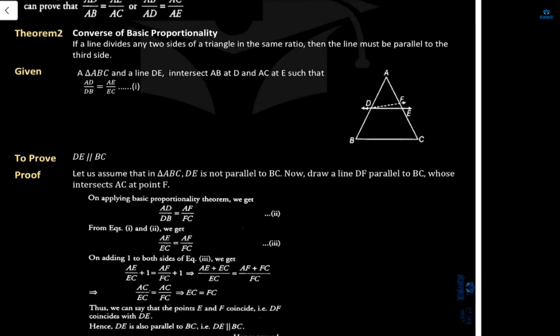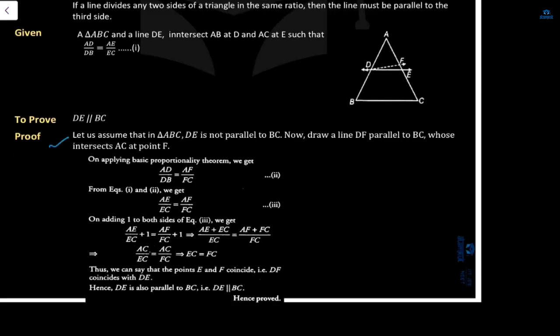Now, converse of BPT. Let us assume that in a triangle ABC, DE is not parallel to BC, because we need to prove that DE is parallel to BC. So we are assuming that DE is not parallel to BC, and at the end we will contradict what we have assumed, so that we can say that DE is parallel. That's why we assume DE is not parallel to BC, and draw a line DF which is parallel to BC. And we'll prove that E and F are the same point.